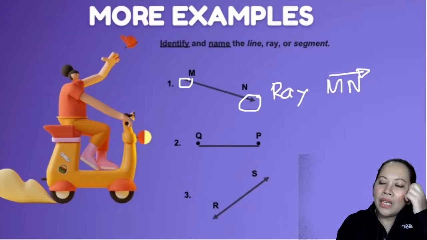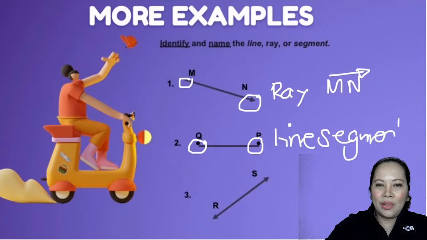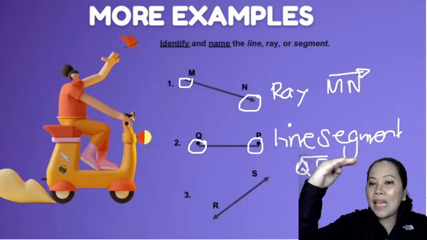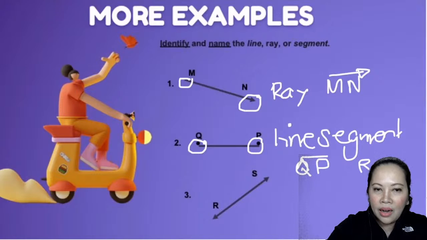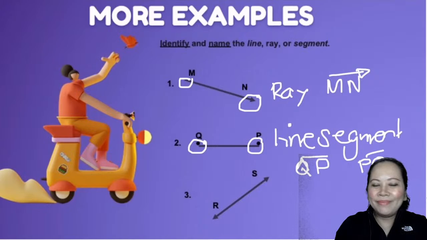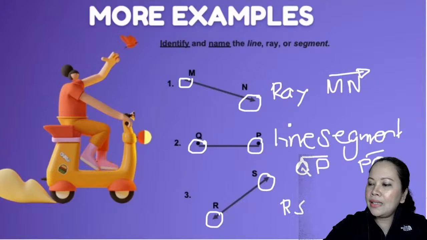The next one, if you notice, Q has a point and P has a point. Since it has two endpoints, this is a line segment. How do we name it? We name it as QP with a segment on top, or PQ, and then a segment on top. Now the next one, if you notice, there are arrows on both ends. So that will be RS with two arrows on top, or SR with two arrows on top. This is our line.